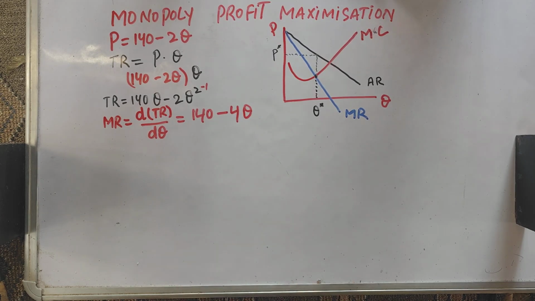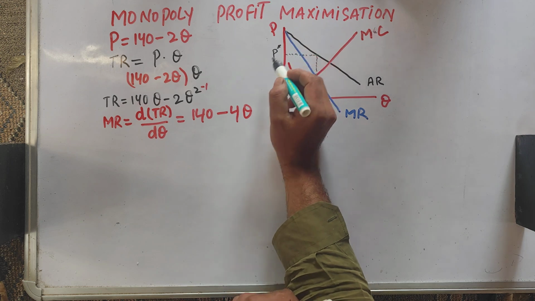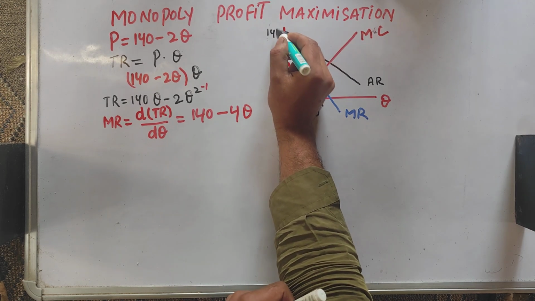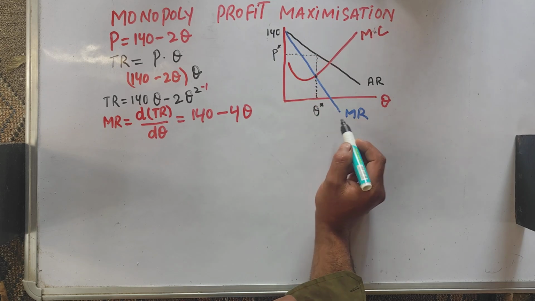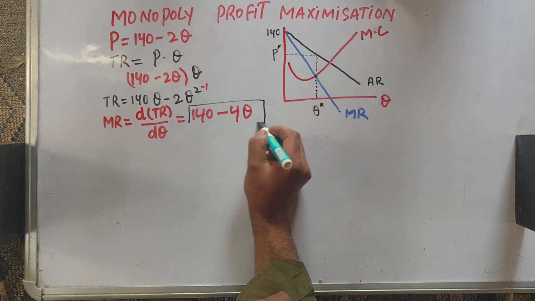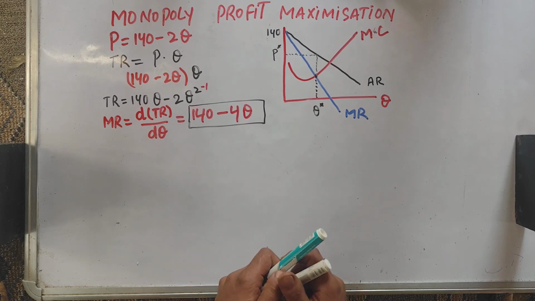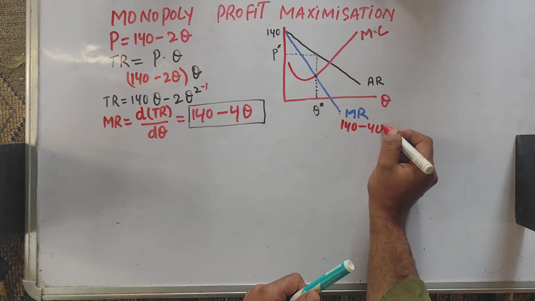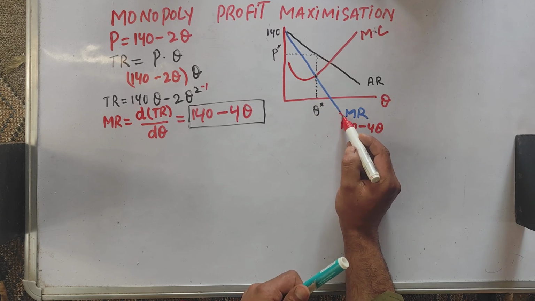So the price intercept is here, 140, so let's write it here. So 140 is the price intercept, and it is downward sloping. This is our marginal revenue function. So this one is our 140 minus 4q, this very function below.